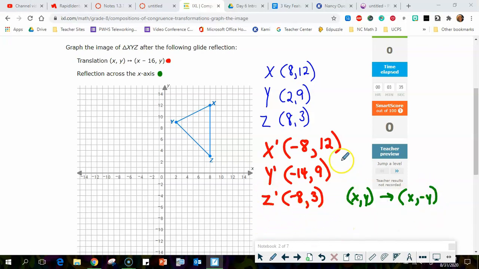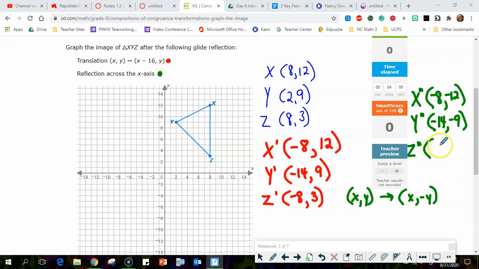So let's change these. I'll just write this over here. X double prime would be, the x stays the same, negative 8, and then this changes to its opposite, negative 12. Y double prime, that would be negative 14, negative 9. And Z double prime would be negative 8, negative 3. Okay, so this is the one that we're going to graph.